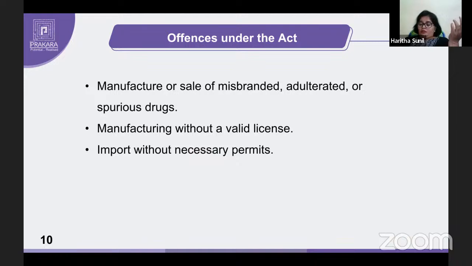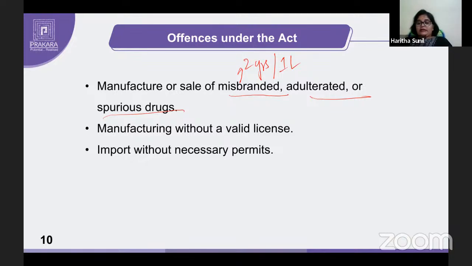So the first one is manufacture or sale of misbranded, adulterated or spurious drugs. We already have seen what is meant by misbranded, adulterated, or spurious drugs. If a drug is labeled to cure multiple diseases without scientific evidence, then it is called a misbranded drug, where the punishment is imprisonment up to 2 years or payment of 1 lakh. This is the punishment for first-time offenders. If you are repeating, then the punishment would also increase, right?